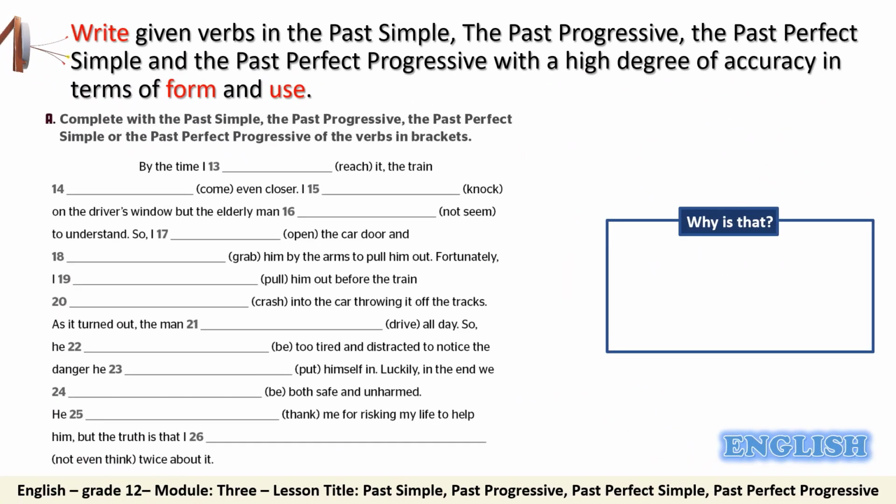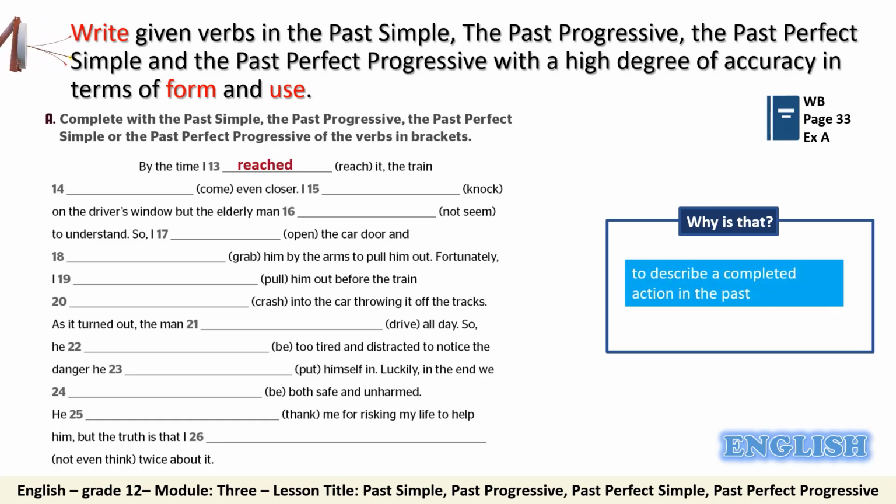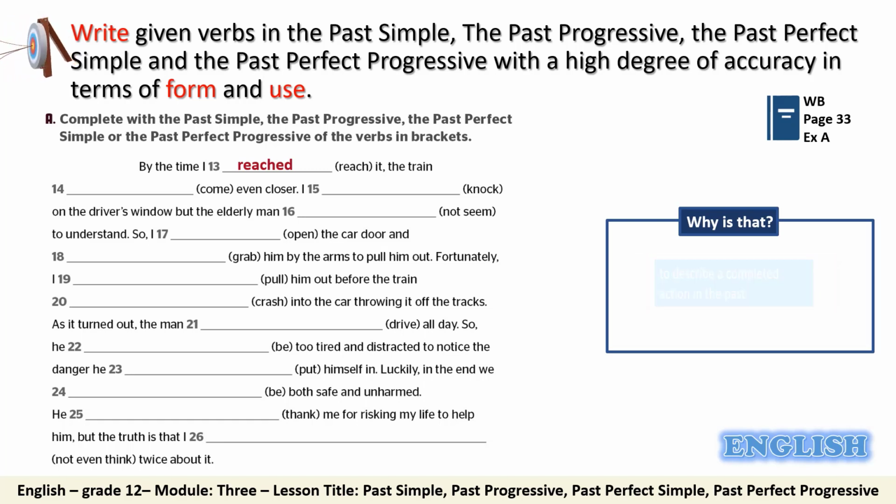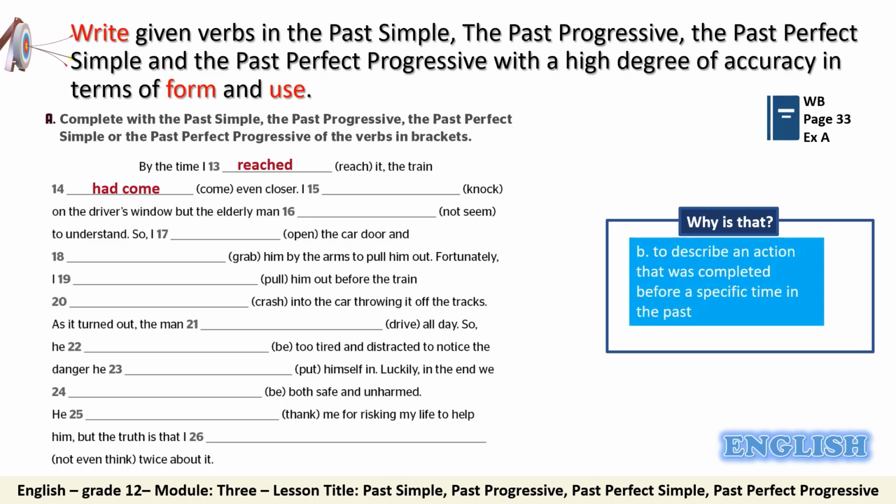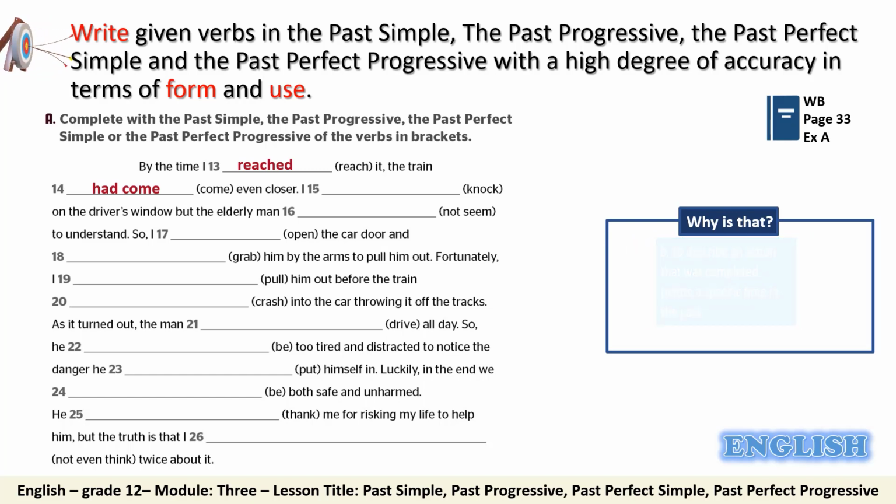We remain with the same activity. Now space 13. What is the best answer here? Excellent, reached. And why is that? Very good, because the action is completed in a specific time in the past. Then space 14. What should we write? Very good, had come. Why? Excellent, because the action was completed before a specific time in the past.